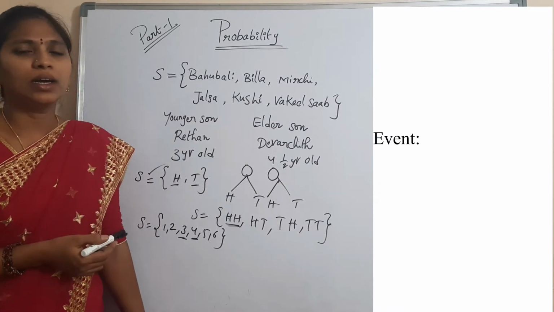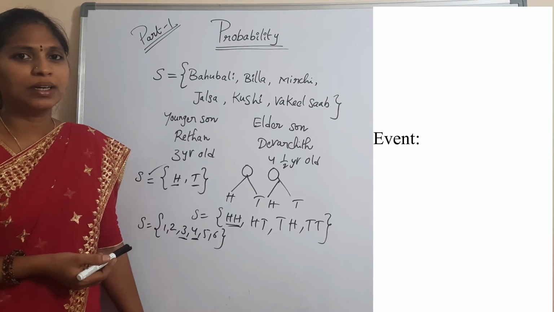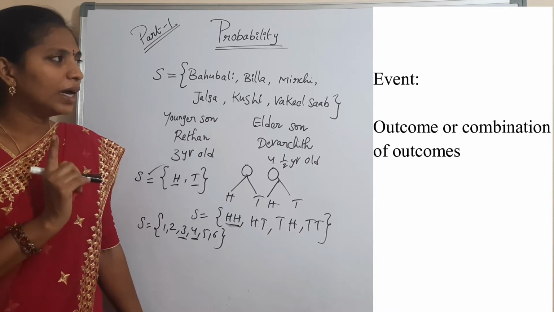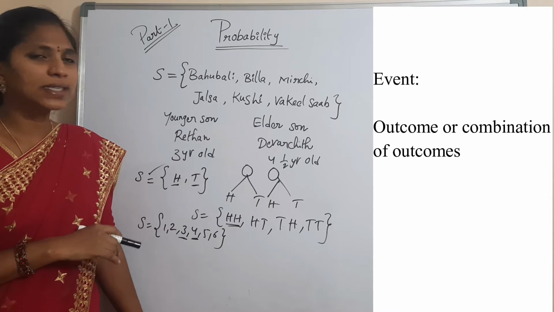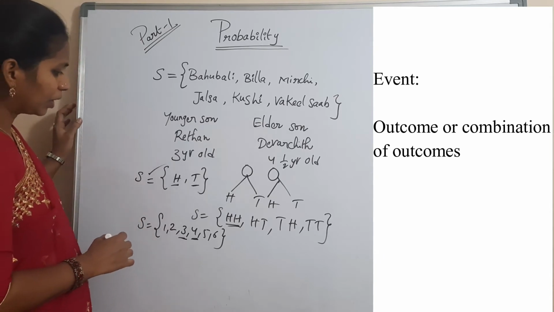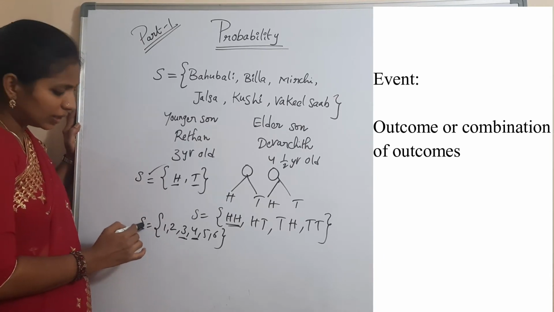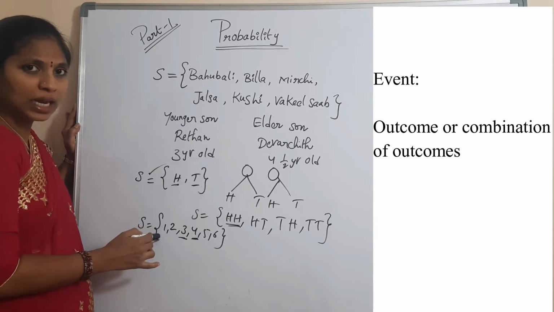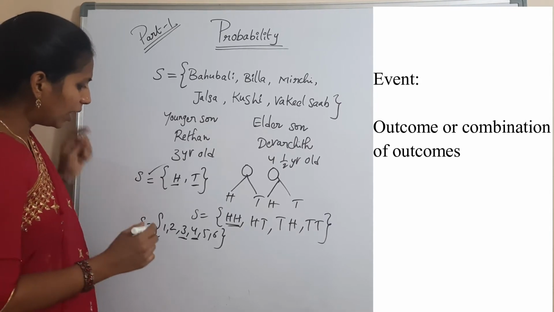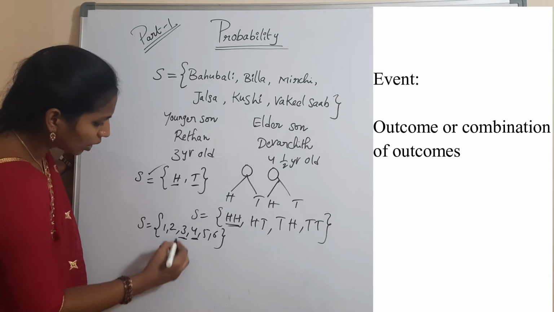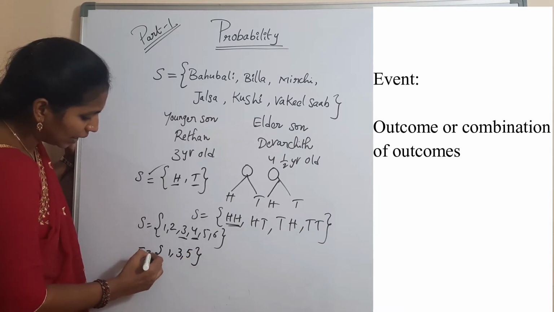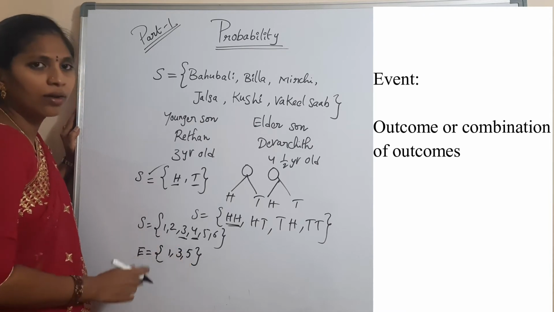Okay. Now see event. What is an event in the probability concept? An outcome or a combination of outcomes is nothing but an event. One outcome or a combination of outcomes is an event. It is denoted by E. For example, see here, a die. This is a sample space. 6 possible outcomes are there. Event E is getting an odd number. So, take odd numbers from this set. What are the odd numbers? 1, 3, 5. Okay, this is E. E equal to {1, 3, 5}.